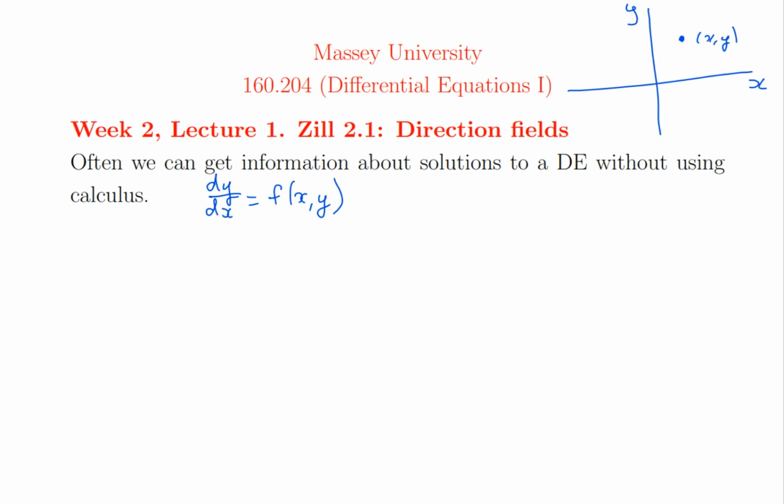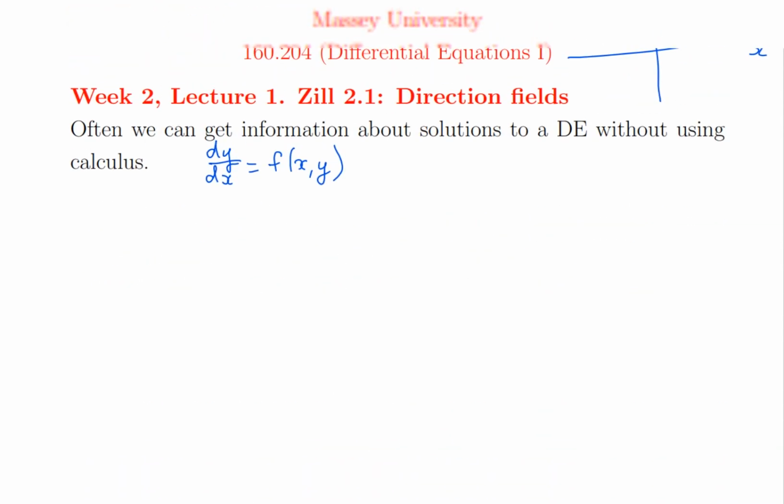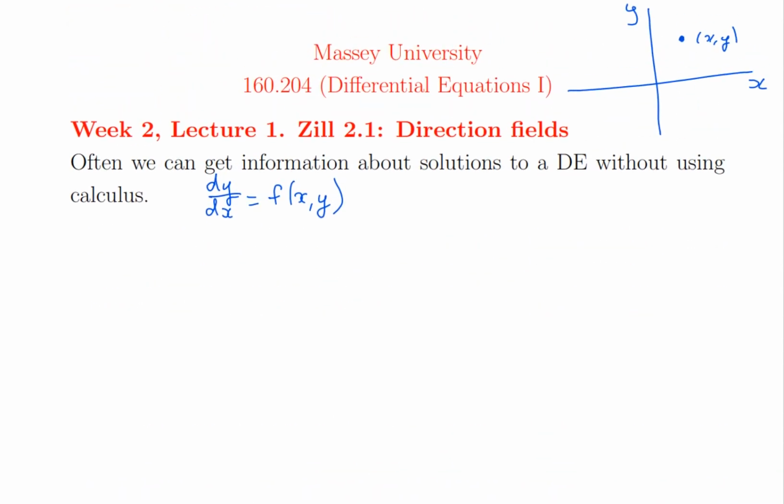So I know at least what the slope of the solution is. It doesn't tell me where it's going next, but it tells me in which direction it's going. But that's true for every point. That means I can attach a little stick or arrow to every point in the xy plane, telling me what the slope of any solutions would be if they pass through that point.